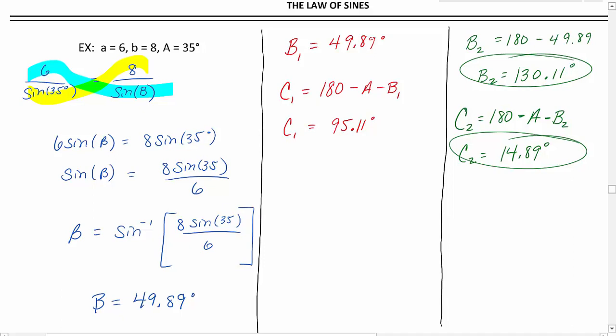If angle A and angle B together are already more than 180 degrees, you're going to get a negative answer, and that's why we couldn't possibly have a second triangle, because there's no way that the sum of the interior angles can be more than 180 degrees. But since we got something that wasn't a negative, that tells us for sure 2 triangles.